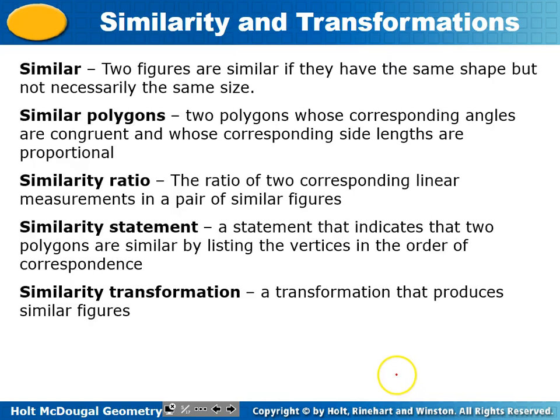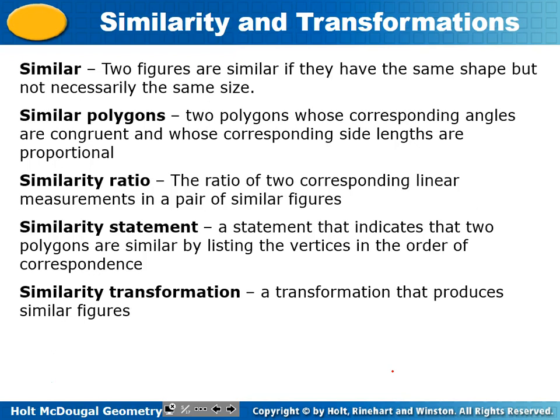Again, going back to old knowledge, when I talked to you all about similar images, I said that they were the same shape, but not the same size. When we talk about similar polygons, the two conditions are that first, all their corresponding angles have to be congruent, and all the corresponding sides have to be proportional. When we talk about similarity ratios, it's when we compare corresponding side over corresponding side, and it produces a ratio or a fraction that relates the two sides to each other.